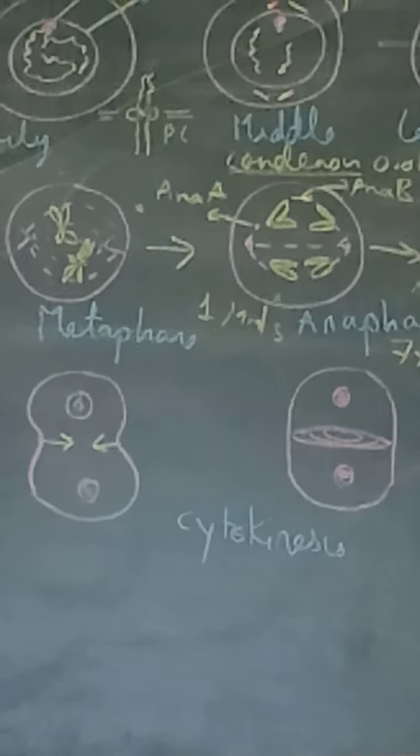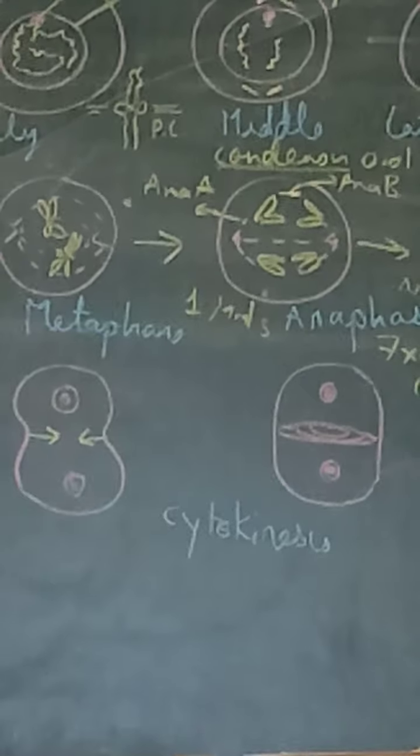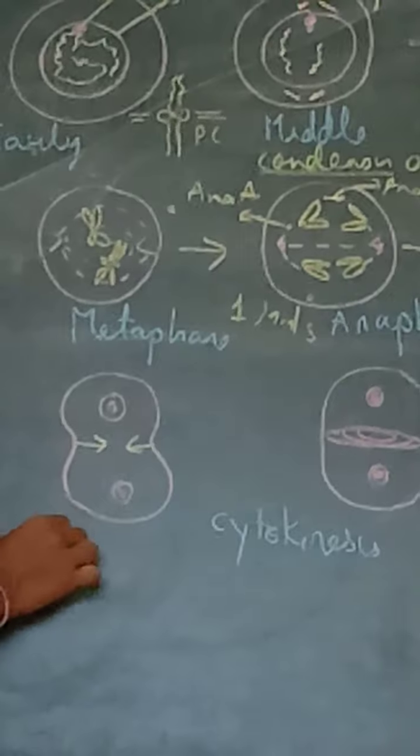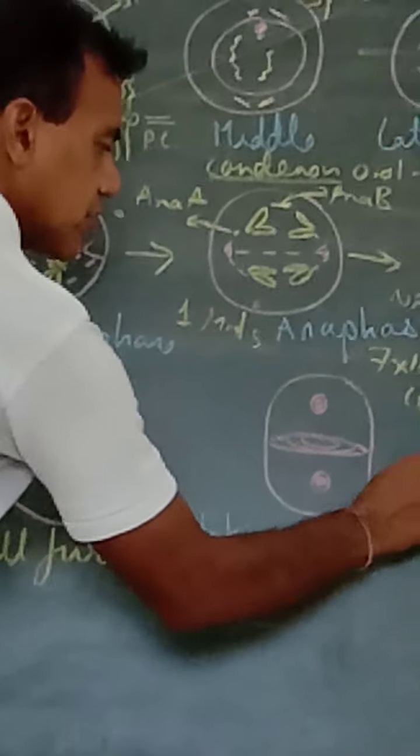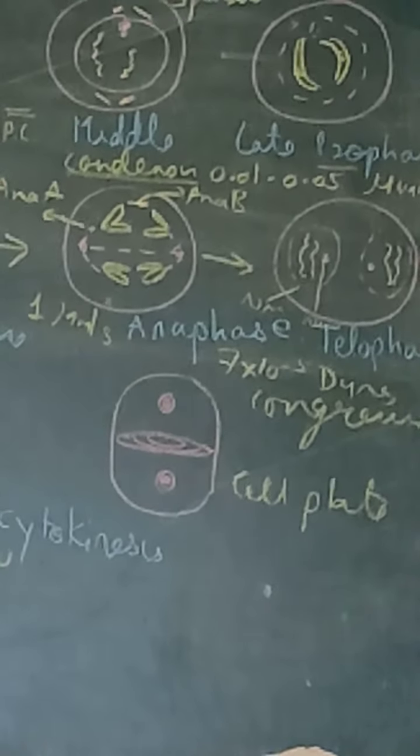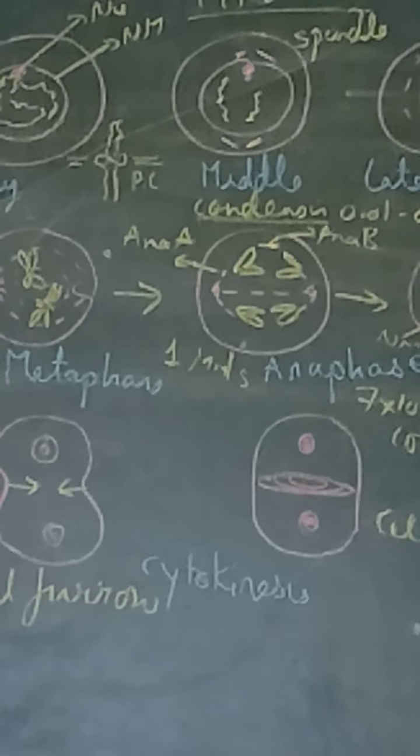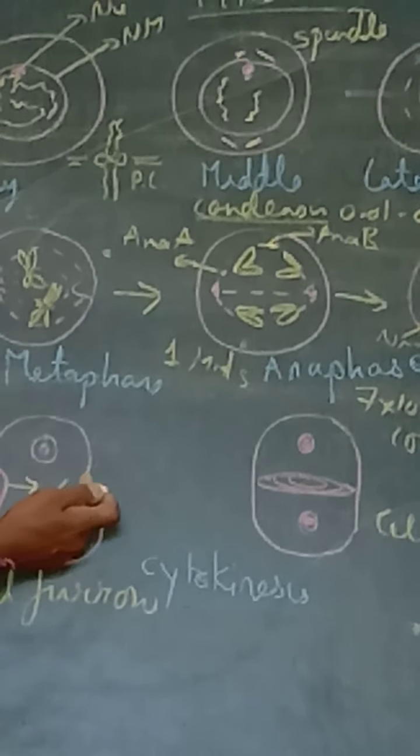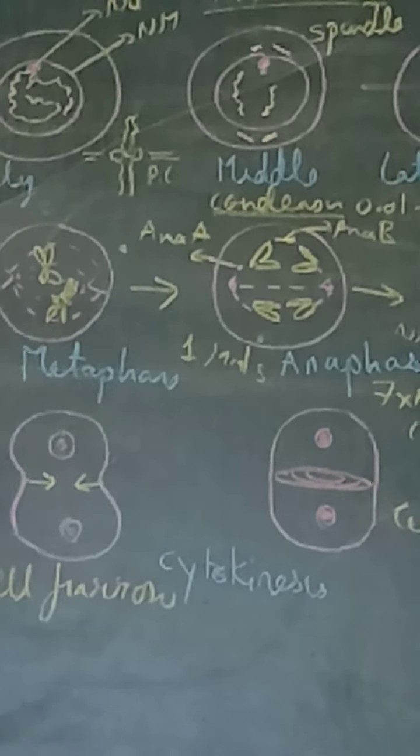Now coming to the next stage, which is known as cytokinesis. Cytokinesis can be by two methods. First is known as the cell furrow method, which is very common in animals, and the next is the cell plate method, which is very common in plants. In the cell furrow method, the cell divides from the outside to the inner side. Furrows appear, which become deeper and deeper, and finally both the cells separate from each other.